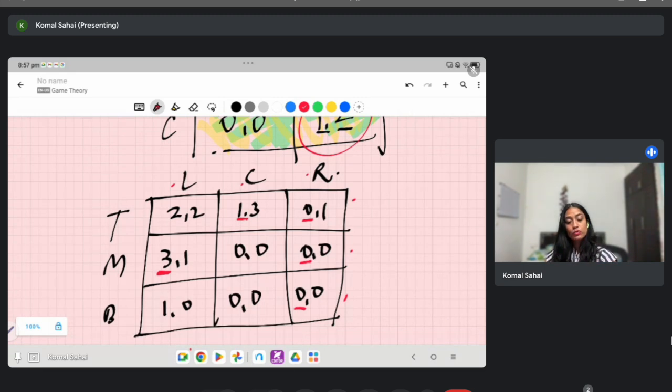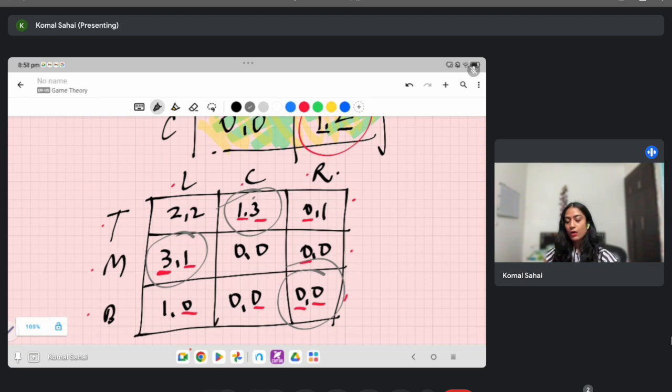Now thinking from player 2's perspective, if player 1 is going to play T, then the best is to go with C. If player 1 is going to play M, the best is to go with L. And if player 1 is going to go with B, again, there is no unique बेस्ट रिस्पॉन्स. ठीक है, तो अब हमारे पास क्या हो गया, हमारे पास एक इक्विलिब्रियम ये है, एक इक्विलिब्रियम ये है, एक इक्विलिब्रियम ये है. जहाँ जहाँ डबल अंडरलाइन है वो इक्विलिब्रियम है, क्योंकि उस जगह पे फिर कहीं भी डेविएट करके कोई वहाँ से बेटर ऑफ नहीं हो सकता है.